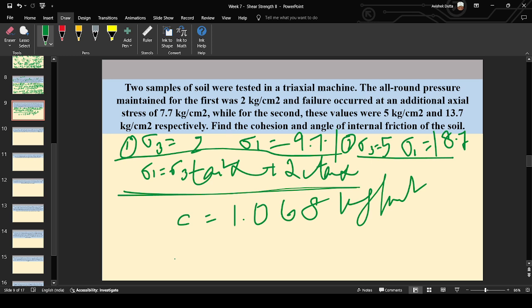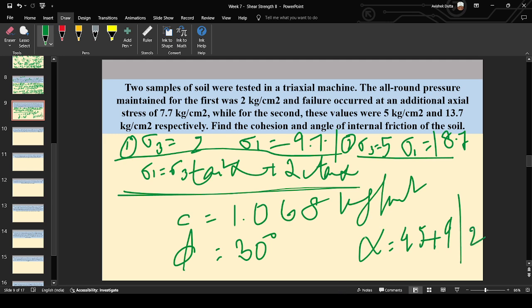alpha, from which we will get phi. The value of phi will be equals to 30 degree. We will get alpha equals to 45 plus phi by 2. First we get the value of alpha, then the value of phi. So the main equation again, sigma 1 equals to sigma 3 tan square alpha plus 2c tan alpha. We have two values, sigma 1 and sigma 3. Put them in the equations, we get two equations with two unknowns, solve them to get the value of c and phi. Okay. Next question.